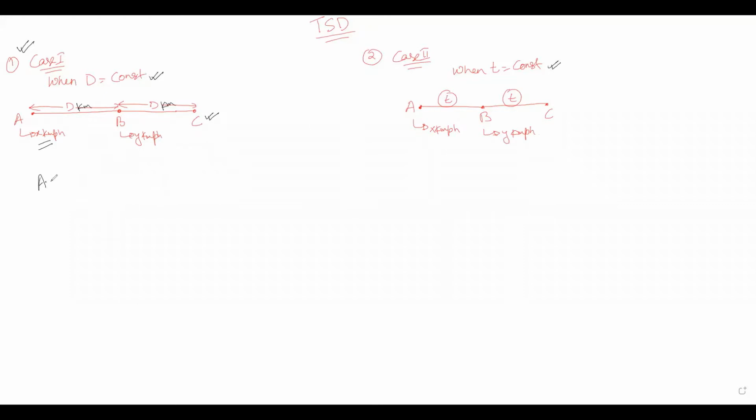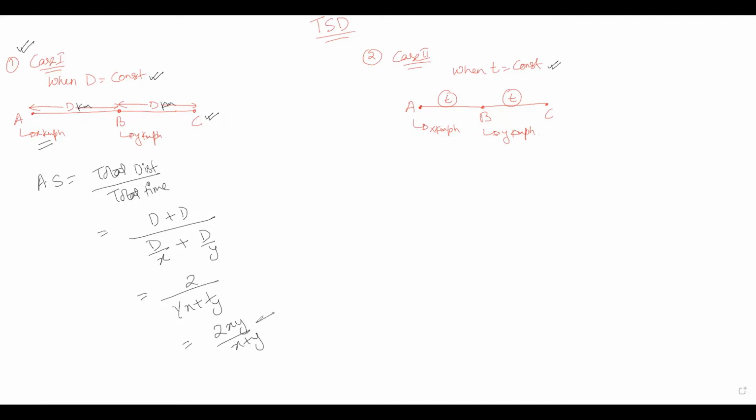So the average speed would be simply the total distance traveled upon the total time taken. In this case, this would be d plus d, and the total time taken from point A to point B would be distance by speed. So this would be d by x plus d by y. If you simplify this, this would be 2 upon (1 by x plus 1 by y), which would be simply 2xy upon (x plus y), which is nothing but the harmonic mean of the speeds x and y.